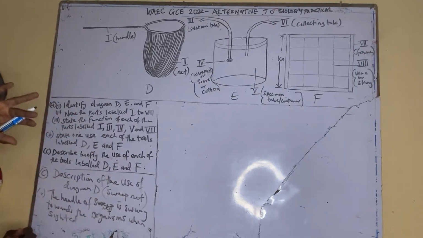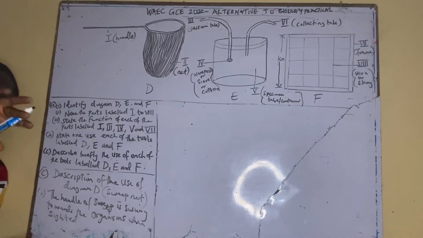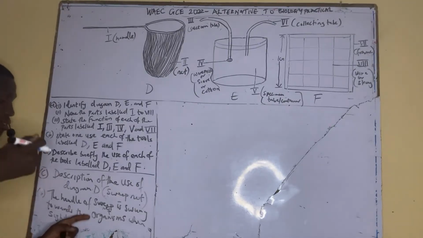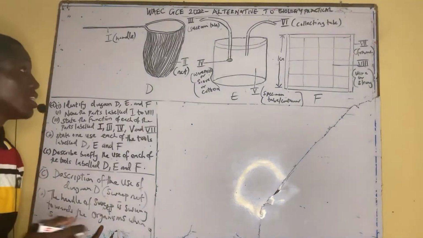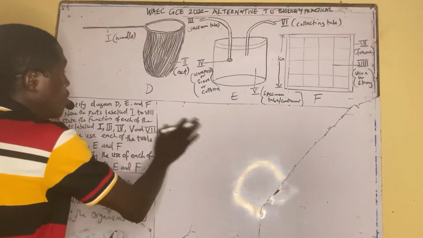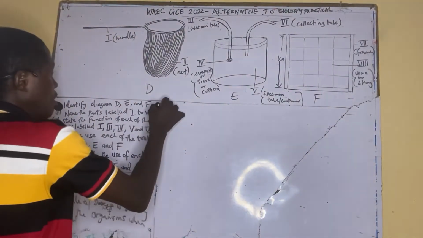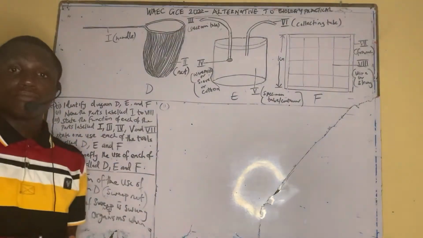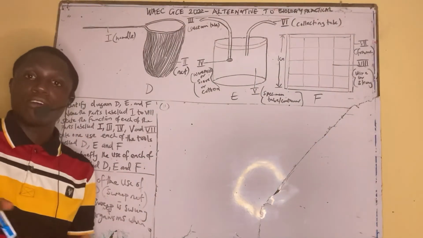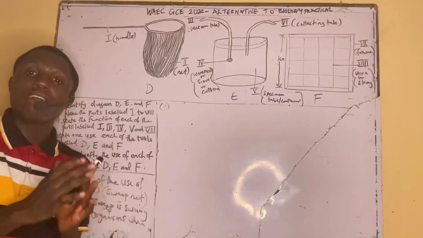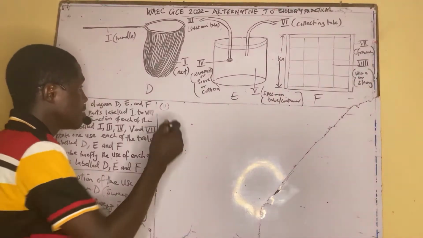The handle of the sweep net is to be swung when you sight the organism that you want to take, or the flying organisms. Now the number 2 is, after you have swung the sweep net and you have caught the organism, what do you do next?